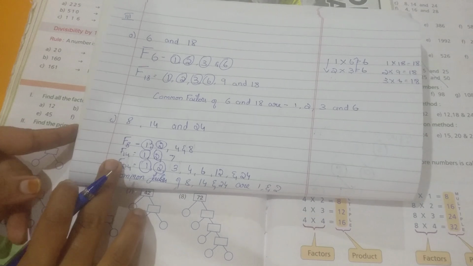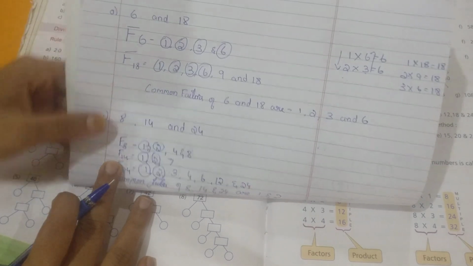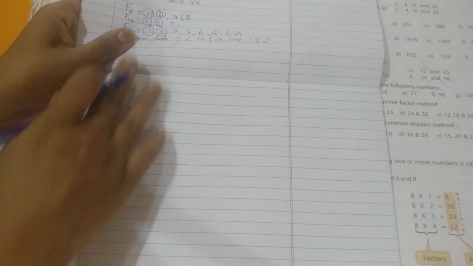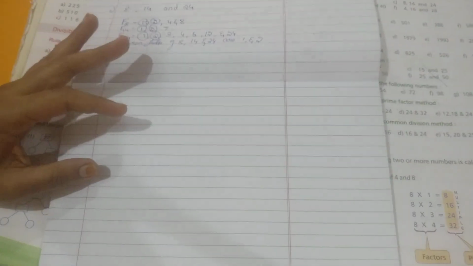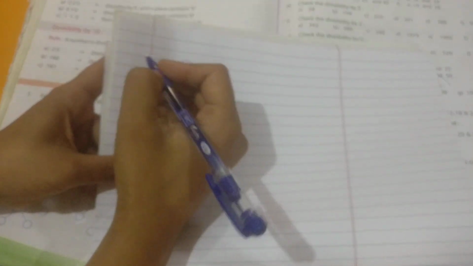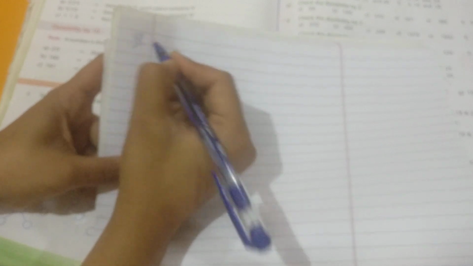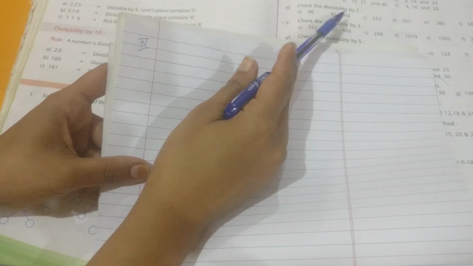So this is how you find the common factors. Now let's go for the next exercise. Next exercise, next means fourth. Check the divisibility by 2.